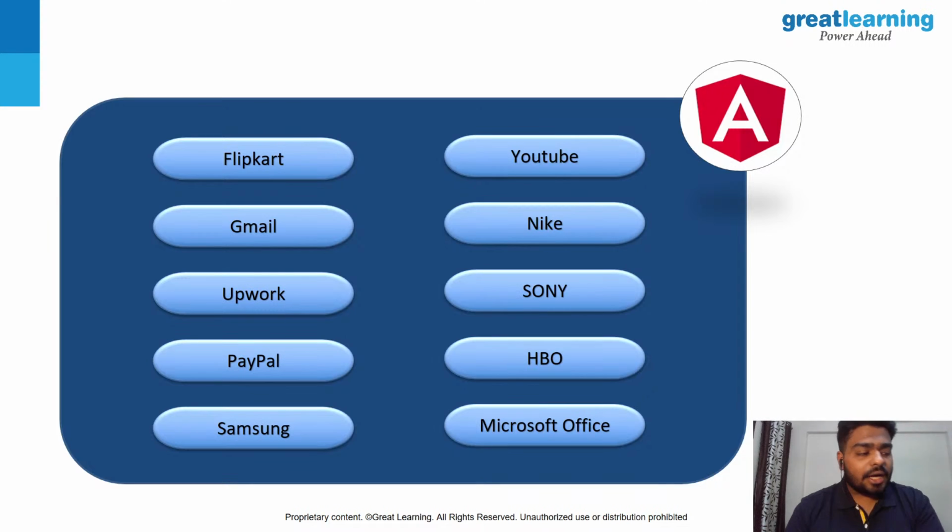Now, which companies are using AngularJS? Some of the companies I already told you, Google, Gmail, right? Now, these are some of the list of the companies which are still using AngularJS. Okay, so some of you must be wondering, newer versions came, and then also people are using AngularJS. Why? Because AngularJS and the other versions are totally different. Okay, so companies are using AngularJS.